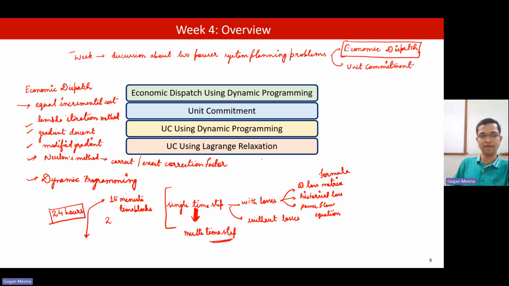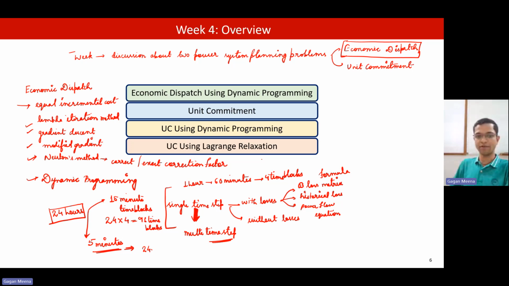Sorry, in 24 hours, and in each hour we have 60 minutes. So four time blocks, 15 minutes each for 1 hour. For 24 hours, we will have 96 time blocks. In the US, it is 5 minutes. Every 5 minutes we are doing the dispatch. So it will be 24 into 12, that is 288 time blocks.